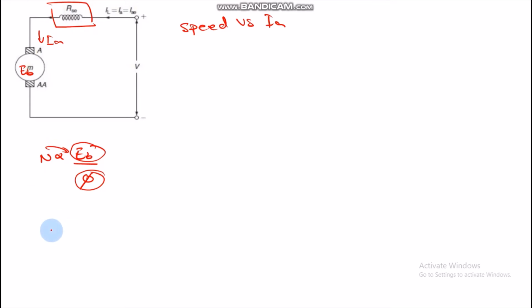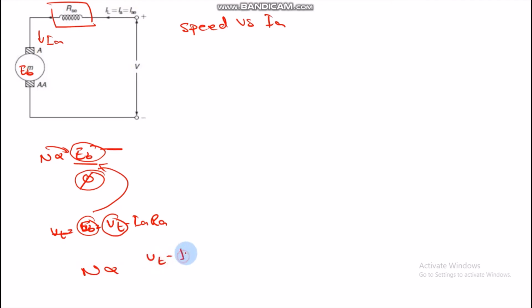Therefore, we have already learned from the relation that EB is equal to VT minus IA RA. We can replace EB in the following equation, which is N directly proportional to VT minus IA RA upon flux.